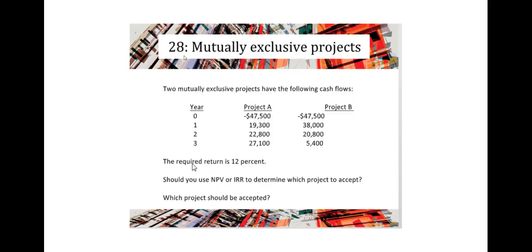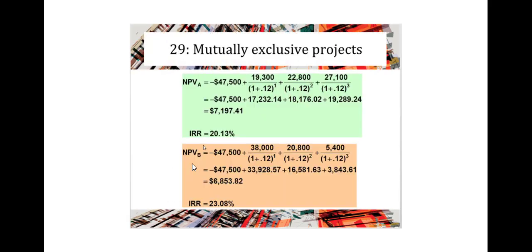Now consider when the projects are mutually exclusive. Does it matter whether you use NPV or IRR to evaluate the two mutually exclusive projects? If you evaluate these projects based on their IRRs, you will select project B because its IRR is greater than project A. But in the case of mutually exclusive projects, that is an incorrect decision.